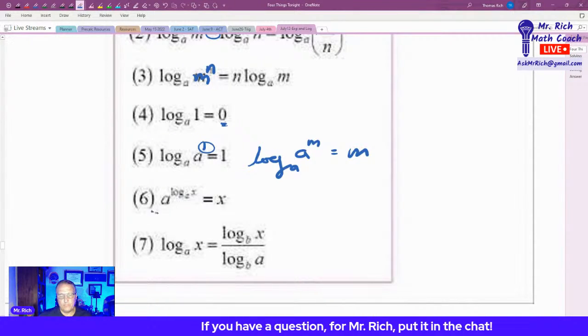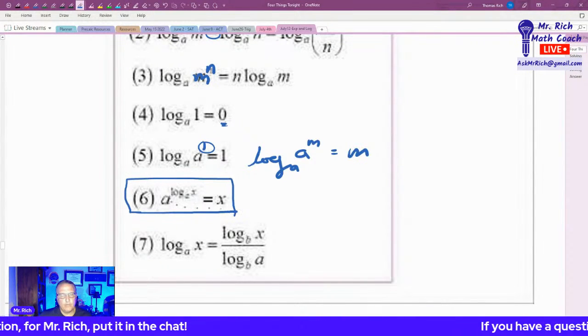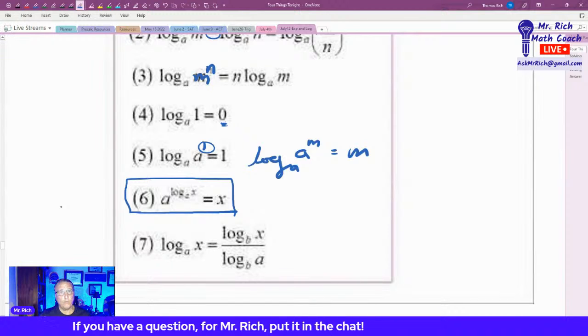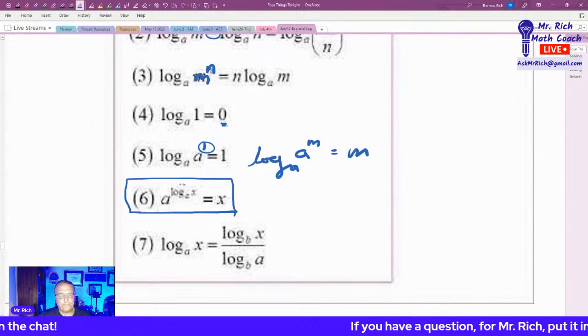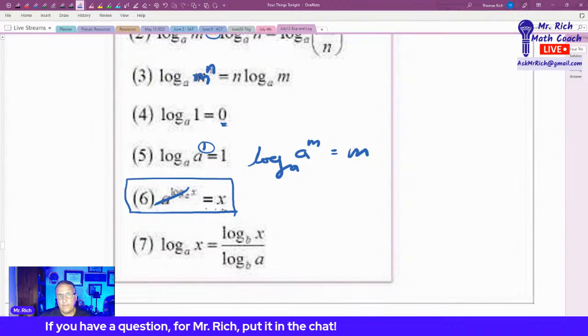And here is another way, looking at it from an exponential standpoint. This is A raised to the log base A of x is equal to x. I just showed you in a couple of examples where I was solving log equations. When I exponentiate, these cancel each other out and they release the argument of that logarithm. And that's why that's equal to x.